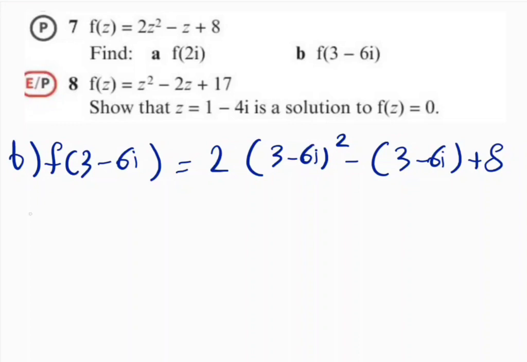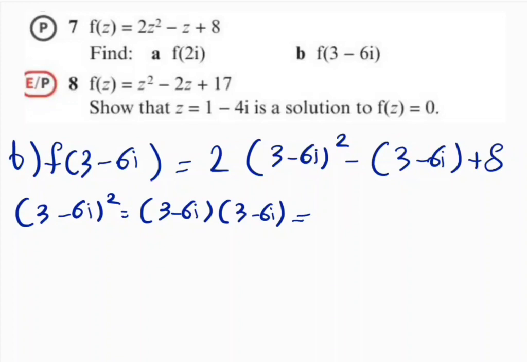So let's just work out 3 minus 6i squared first, then we will get back to the question. We can expand this and we get 9 minus 18i minus 18i, and then here minus 6i times minus 6i. We should be careful because that gives us 36i squared, but since i squared is minus 1, this is equal to minus 36.